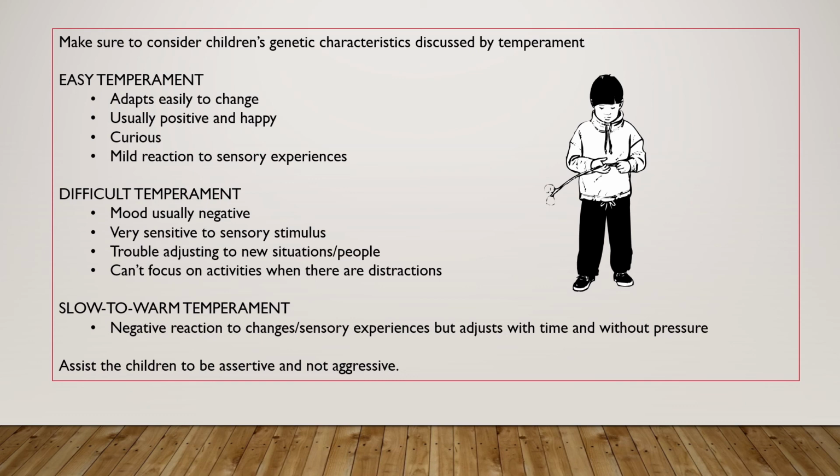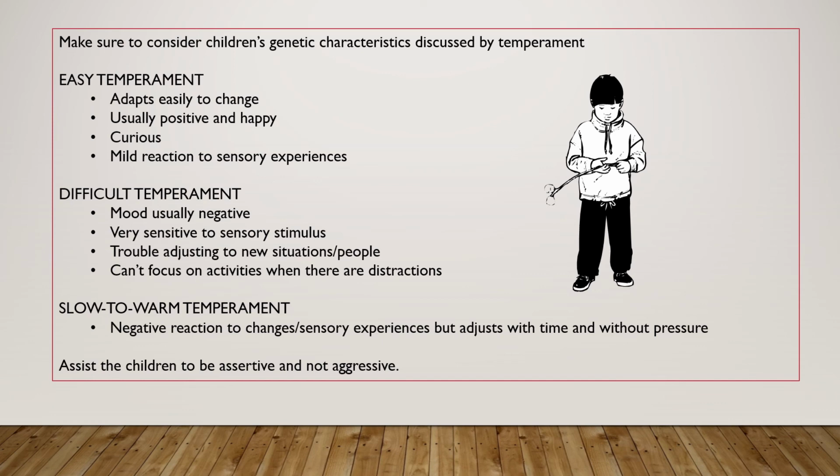For this individual, the mood is usually negative. They're very sensitive to sensory stimulus. They have trouble adjusting to new situations and people, and can't focus on activities when there are distractions. And somewhere in the middle is slow to warm temperament, which these children or individuals have negative reactions to change and sensory experiences in the beginning, but adjust with time and without pressure.